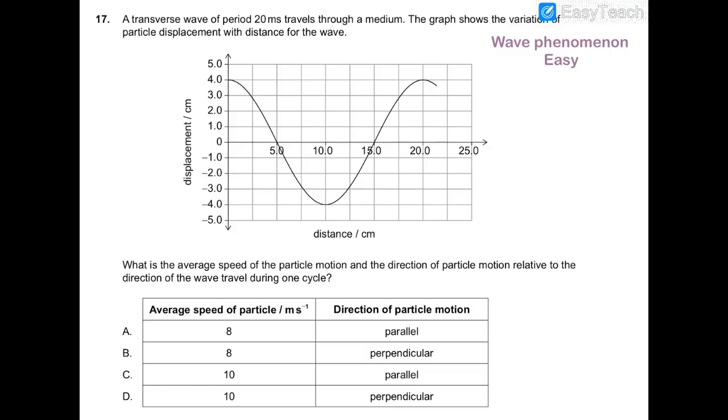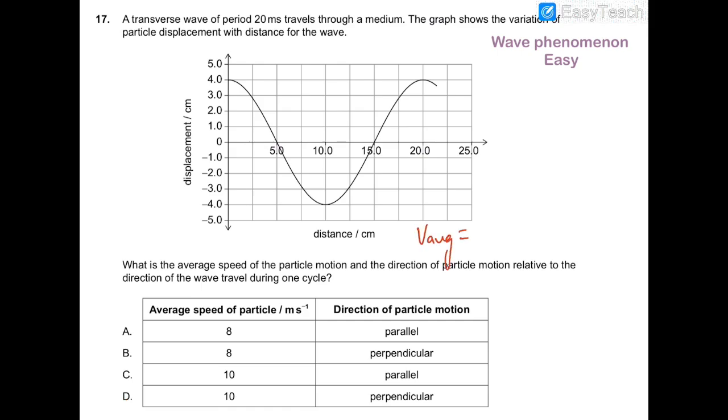It is very clear from the question itself that this is a transverse wave, and in a transverse wave the direction of particle motion is perpendicular to the wave motion. So we can say that option A and option C are incorrect because they are showing the parallel direction. So the correct choices could be B and D. And now we have to find out the average speed of the particle.